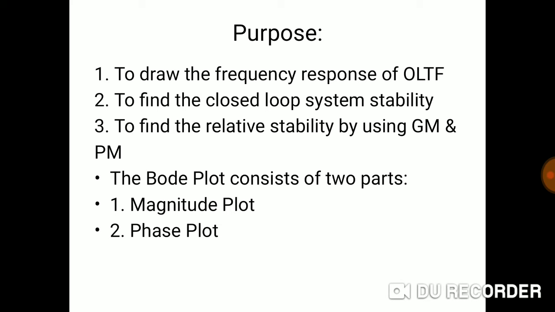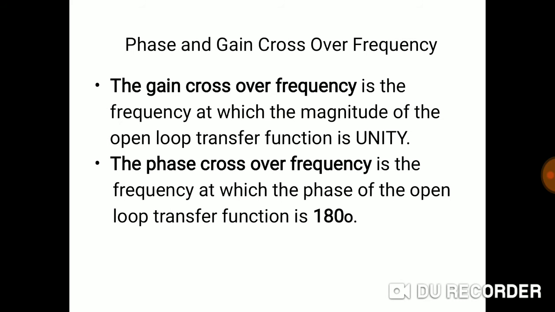Actually, the Bode plot consists of two parts, the magnitude plot and the phase plot. Here we will discuss the phase and gain crossover frequency. The gain crossover frequency is the frequency at which the magnitude of the open loop transfer function is unity, and the phase crossover frequency is the frequency at which the phase of the open loop transfer function is 180 degrees. Graphically also we will see.